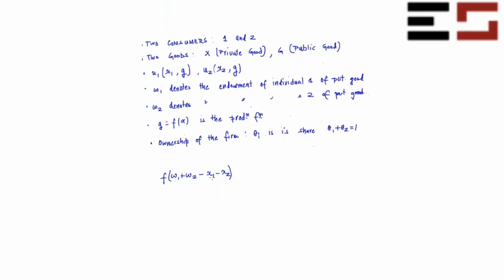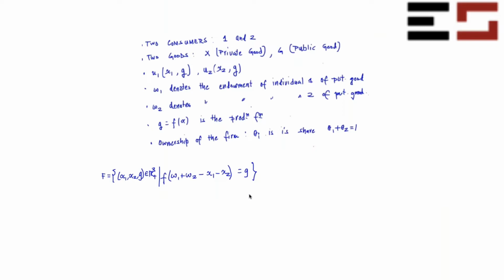So f of whatever remains must be equal to g. Okay, so this gives you the condition for feasibility. This is the condition for feasibility. So what is feasible? Well, feasible is (x1, x2, g) in R3 plus, such that this equation holds, right? Is that fine? This is the set of all feasible allocations. Let me call this F.